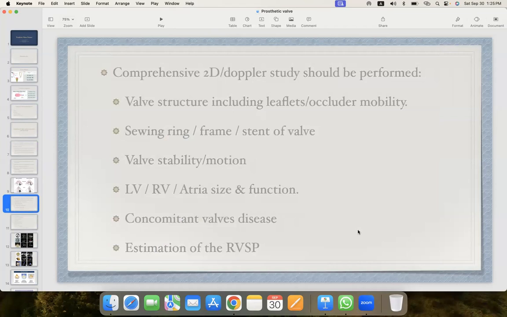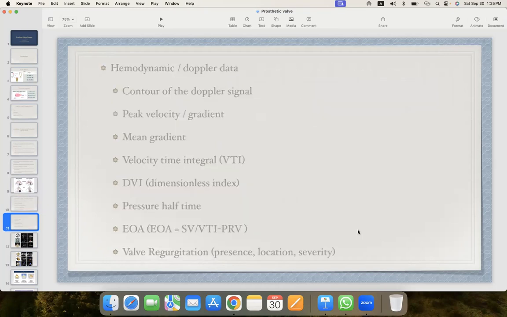For all patients, whenever you do the transthoracic, you need to first evaluate by 2D the valve itself, the ring, and the stability of the valve. Also, you need to evaluate the RV and LV size and function. And of course, you evaluate the other related valves, which can also be affected.